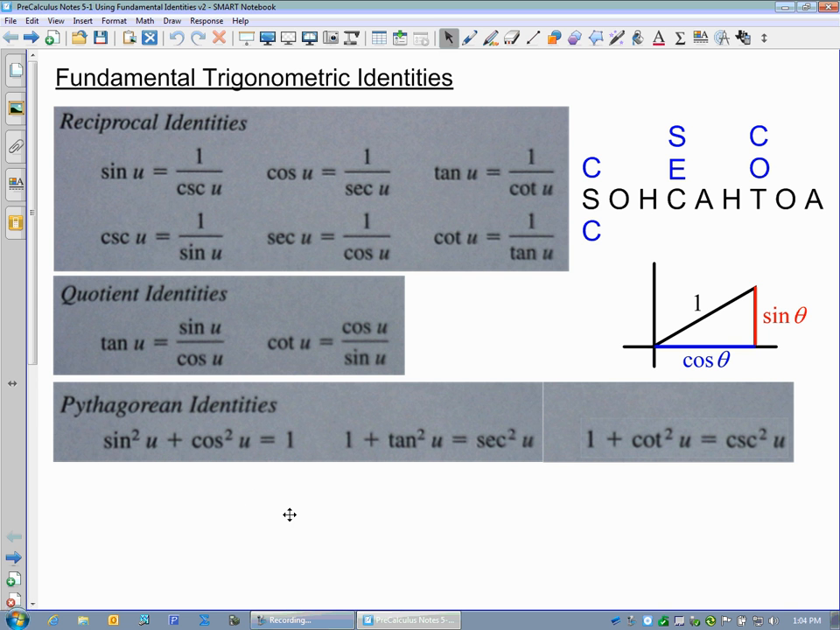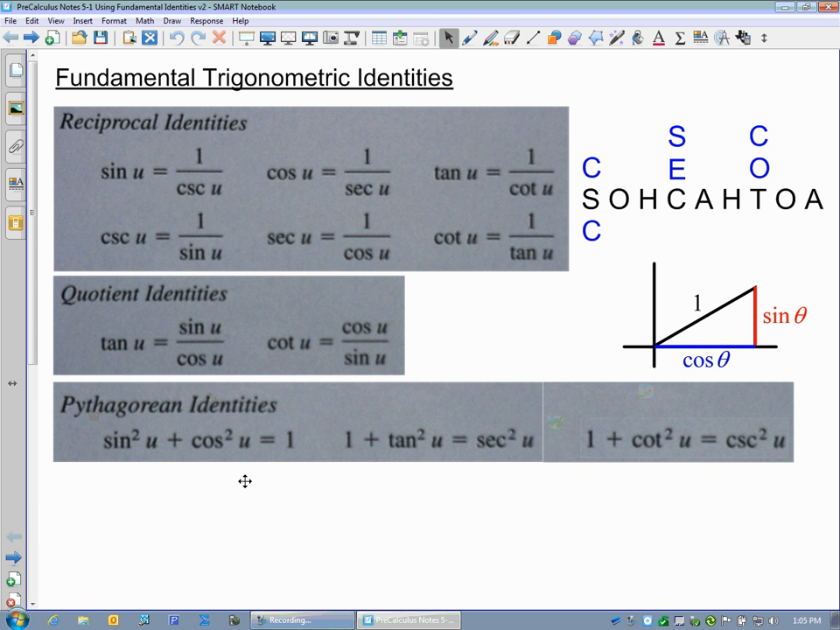Now, once you know the first one, you can easily derive the other 2 by either dividing through by sine squared or dividing through by cosine squared. Let's say you needed cosecant, for example. Then you can get cosecant by dividing 1 by sine. So here, if I divide through by sine squared, then sine squared over sine squared gives me the 1. Cosine squared divided by sine squared gives me cotangent squared. And 1 divided by sine squared gives me cosecant squared. So you divide through by sine squared, and the first identity becomes the third identity.